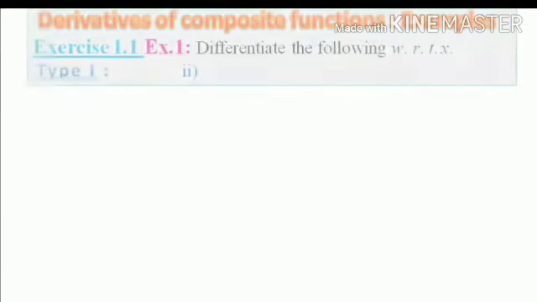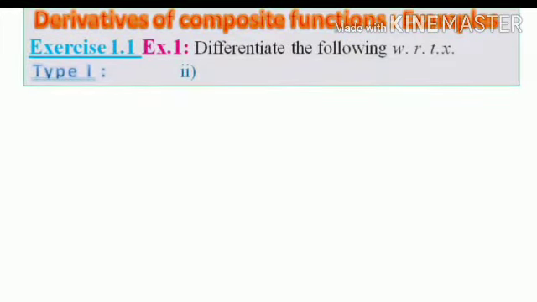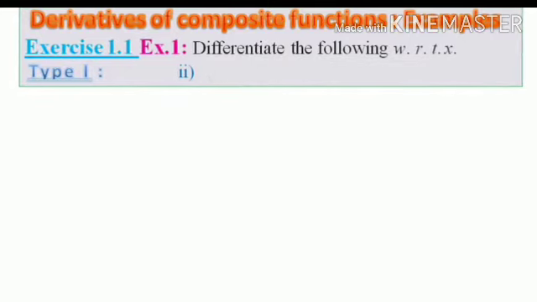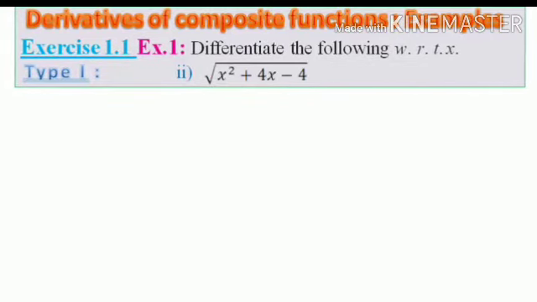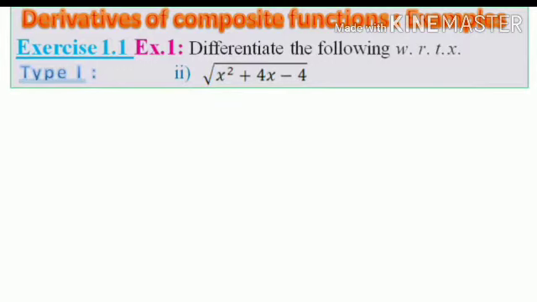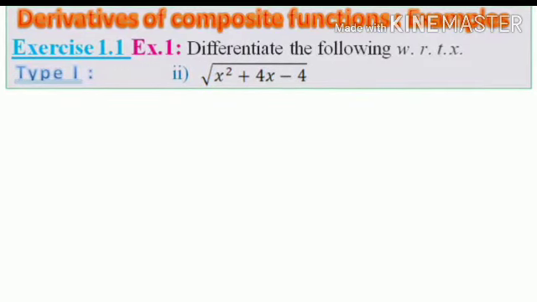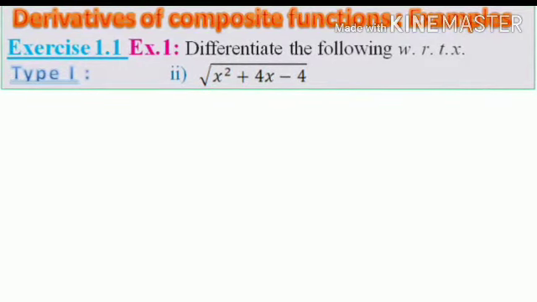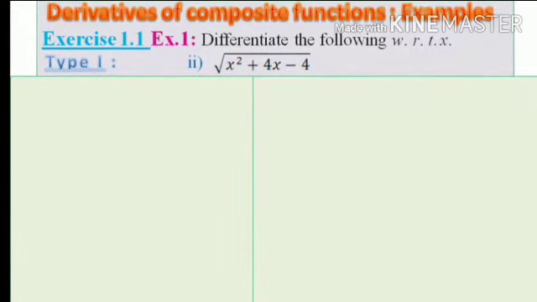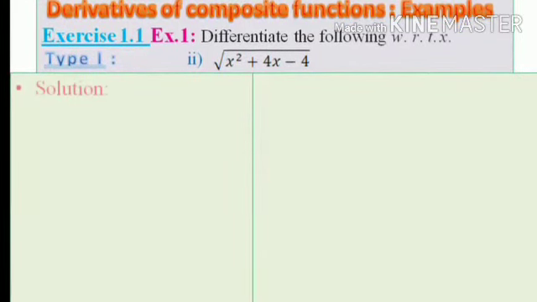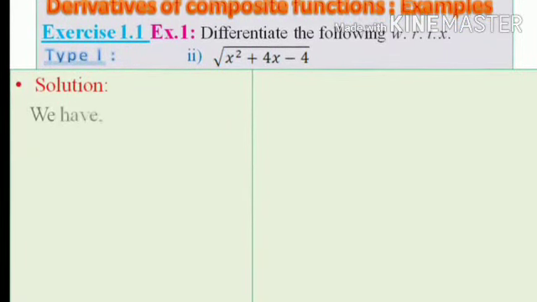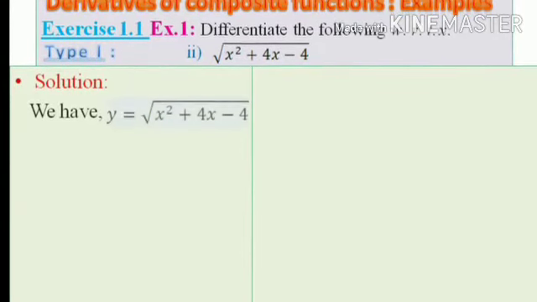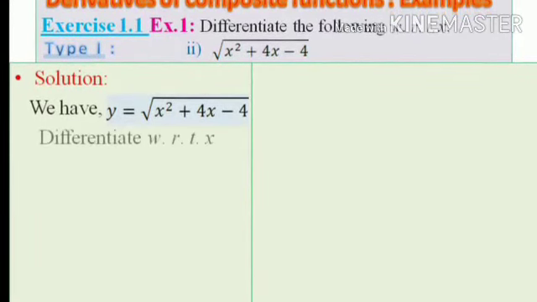Okay. Now taking another example of the first type: differentiate the following function with respect to x. The given function is root of x square plus 4x minus 4. Here we have to use the second method. We write the function in the form of y and x, that is y equal to root of x square plus 4x minus 4. Now differentiate the given function y with respect to x.